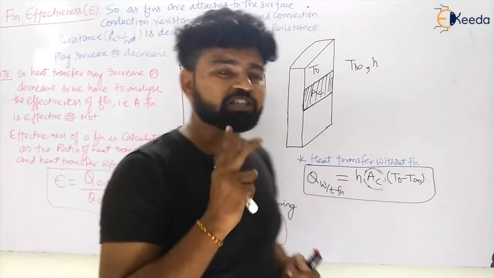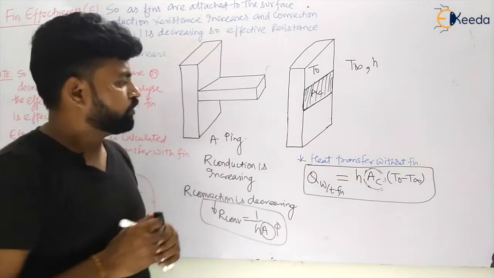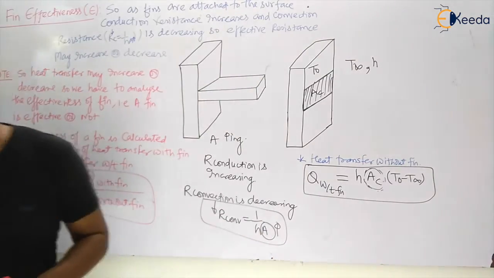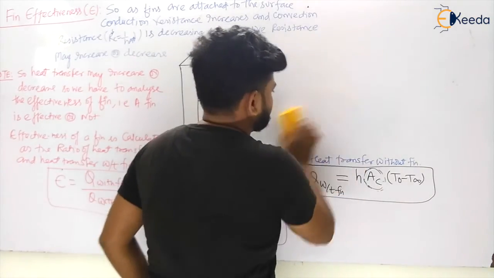So let us take the case first. I hope you have understood the effectiveness concept. Let us take the first case, which is the infinitely long fin. So effectiveness for an infinitely long fin, let us see. Q with fin you know, and Q without fin you know. Let us see the case first.